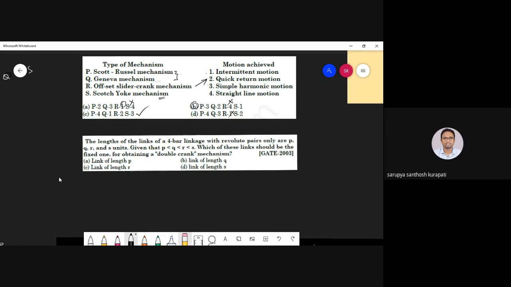So he is asking which link should be fixed to get a double crank. What is the smallest link? P, sir. Now which link should I fix to get a double crank mechanism in a 4-bar mechanism? No? Did you forget?